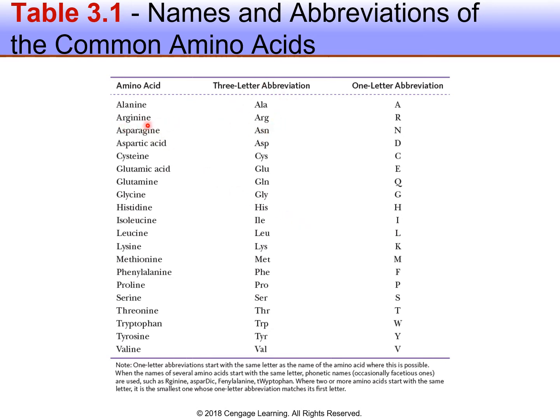Notice that the three-letter abbreviation is almost the first three letters of the name. ALA for alanine, ARG for arginine. We have some exceptions. For example, asparagine ASN to distinguish it from aspartic acid ASP, and also GLU for glutamic acid and GLN for glutamine to distinguish them from each other. Gly for glycine, HIS for histidine. Isoleucine is an exception. Leucine, lysine, methionine, phenylalanine, proline, serine, threonine, tryptophan is also an exception. Tyrosine and valine.